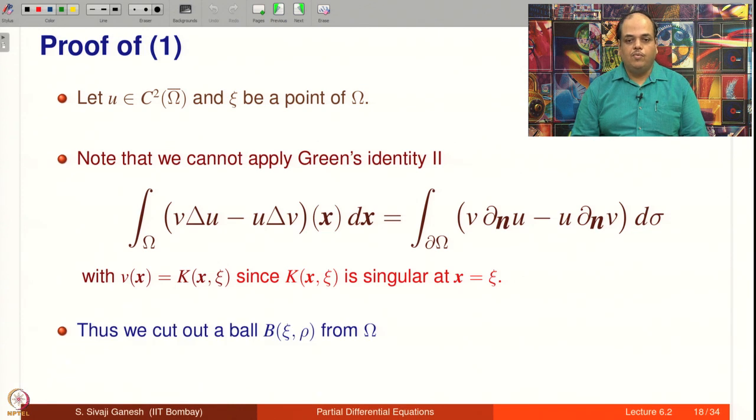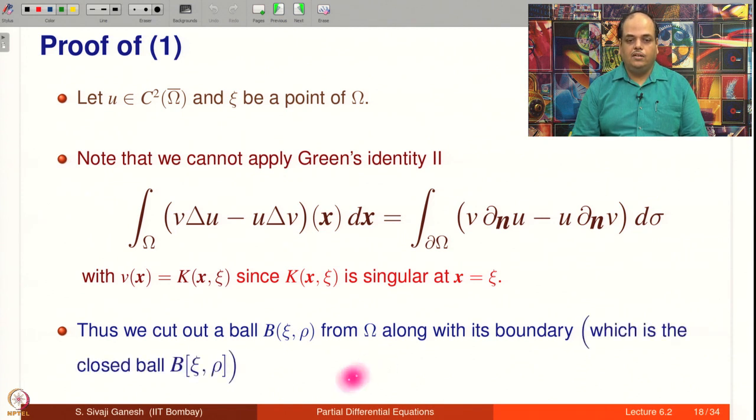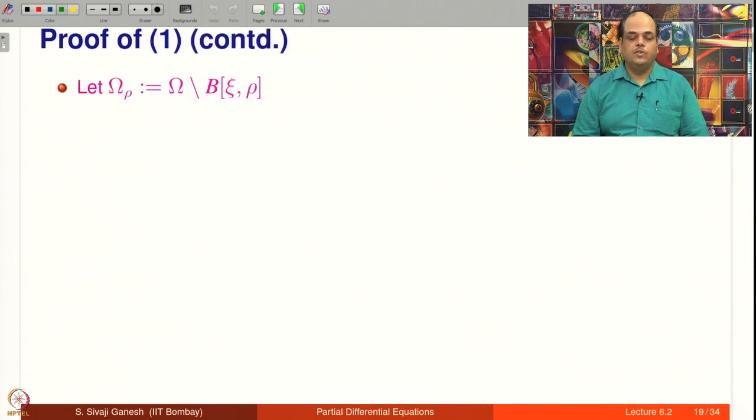What we will do is, we somehow remove this point xi. So, we cut out a ball B of xi, rho from omega, then everything is all right, along with its boundary. Cutting a ball along with its boundary means cutting this closed ball. Recall, this is the notation we were using, B closed xi comma rho means all those points which are at a distance less than or equal to rho from the point xi. Here it is strictly less than for the open ball, this is a closed ball. And then we will apply Green's identity 2. So, let omega rho be omega minus the closed ball.